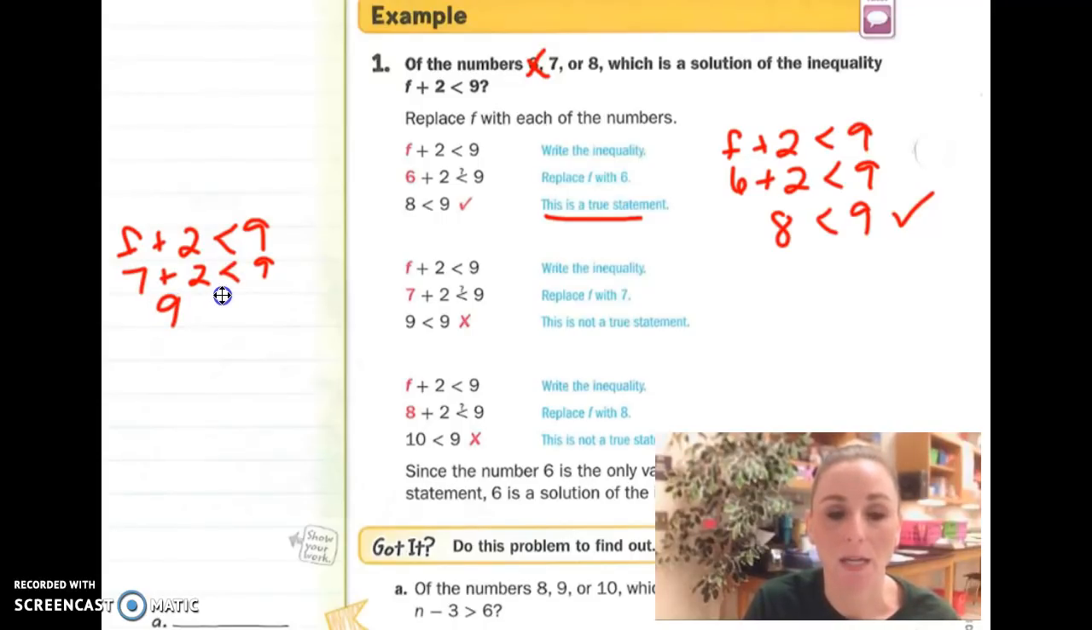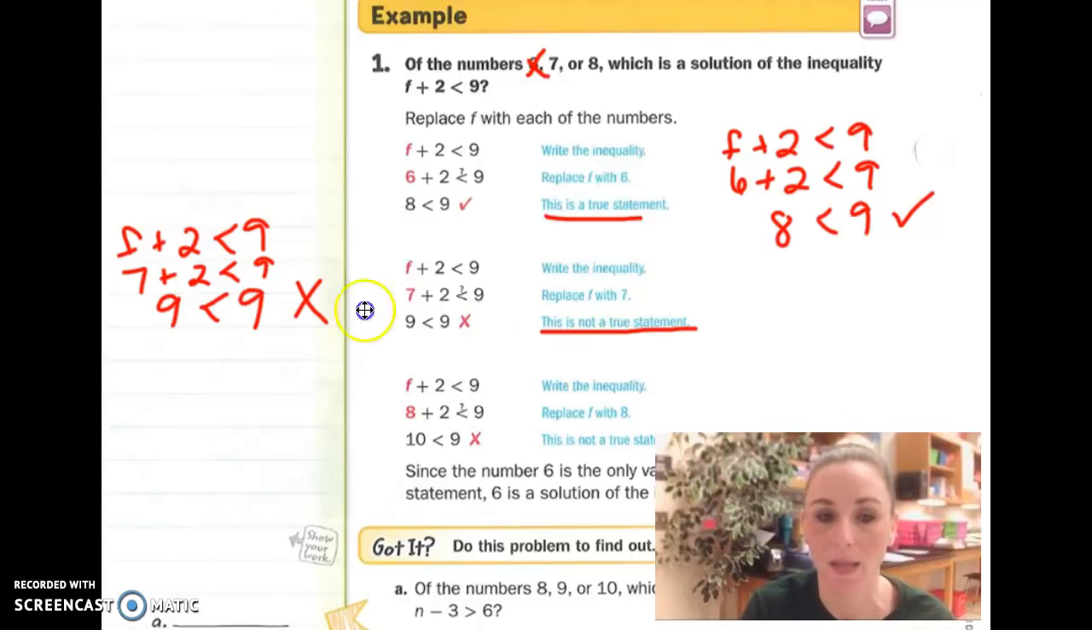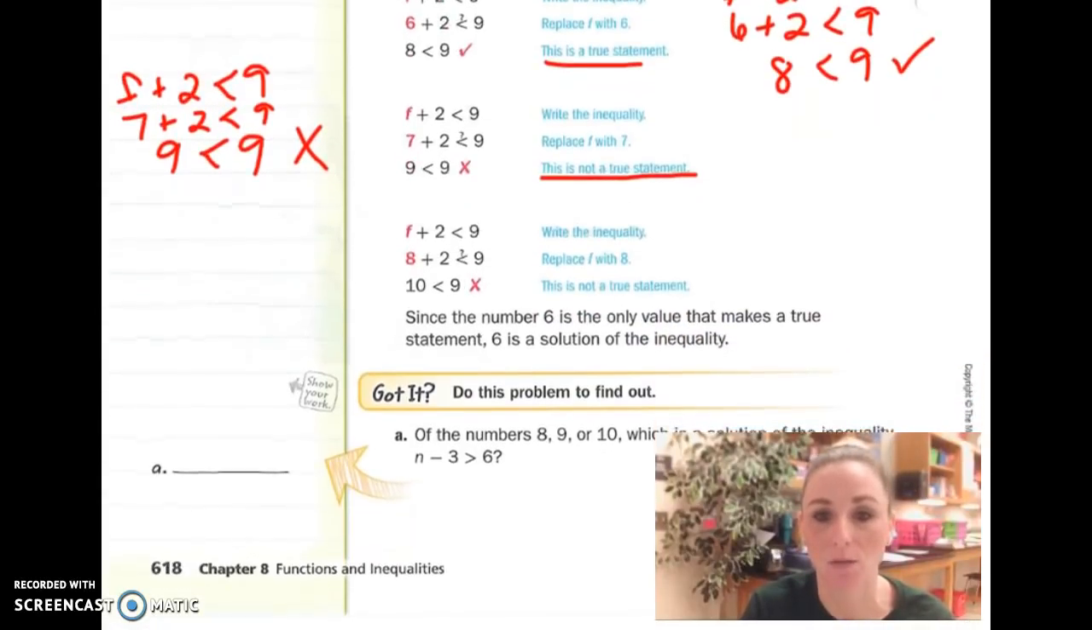7 plus 2 is 9. 9 is less than 9. Is that statement true? No, that statement is not true. Let's take a look at the next one.